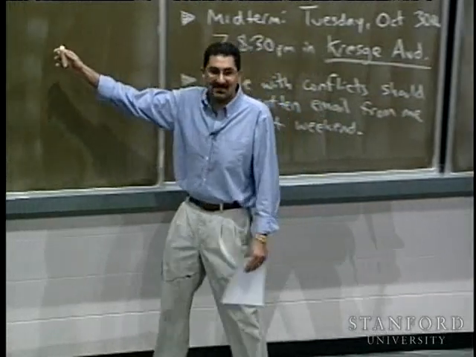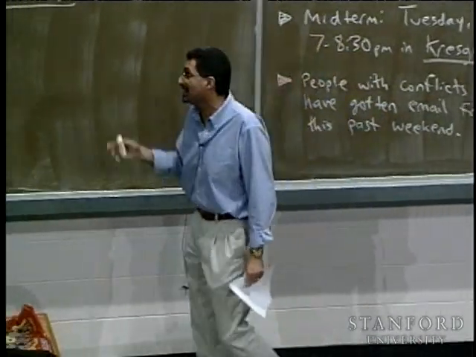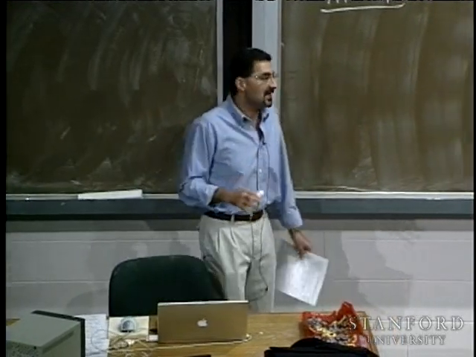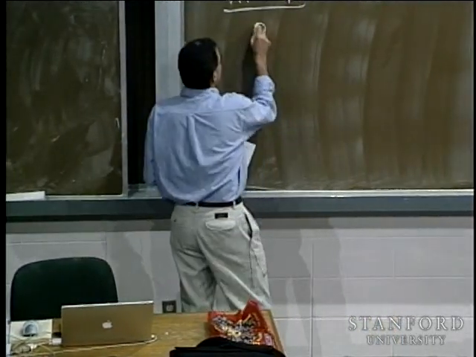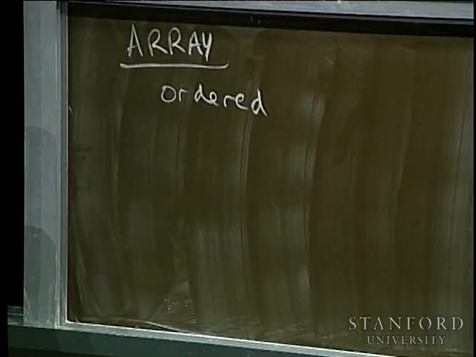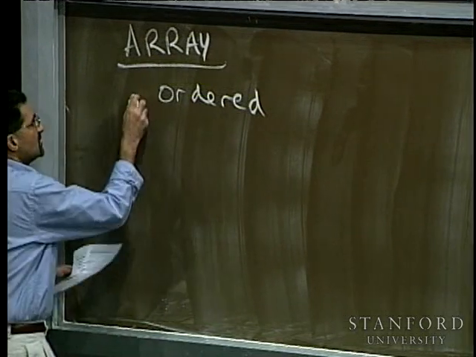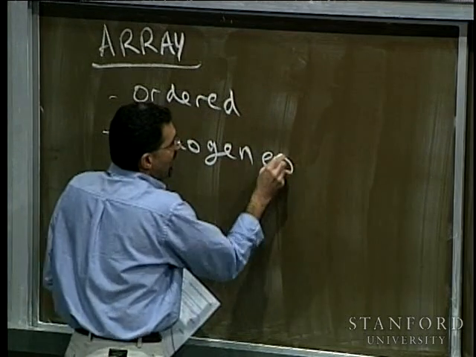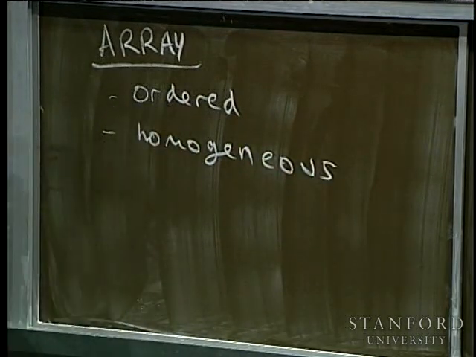Computers are really good at dealing with lots of information. So the way they allow us to keep track of a whole bunch of information at once is something called an array. The two key concepts for an array are that an array is ordered, so it has some natural ordering, and that means we can refer to the elements of the array using some index based on that ordering. And it's also homogeneous, which means that everything in the array that we store is of the same type.